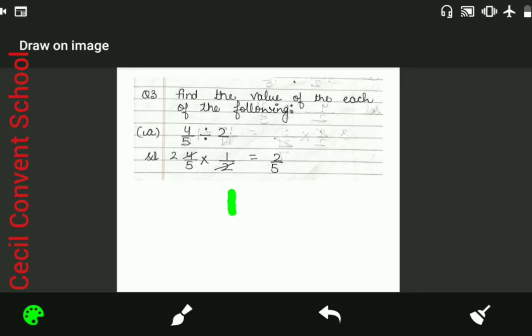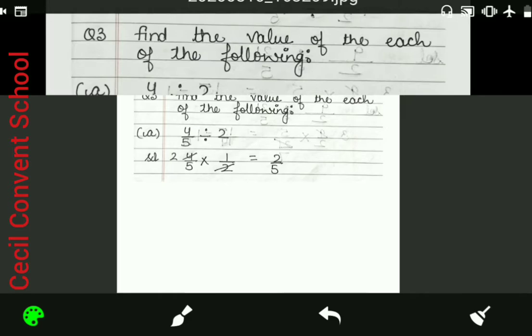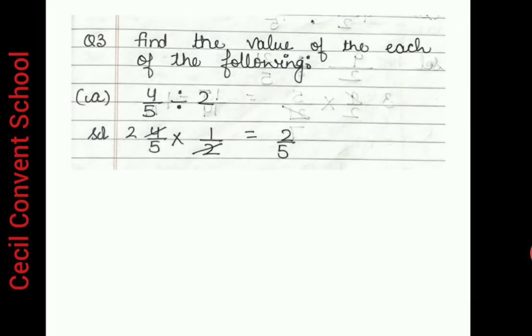After that there is no cutting, so we will stop. Now we multiply numerator with numerator. 2 ones are 2, 5 ones are 5. So the answer will be 2 by 5. Clear?